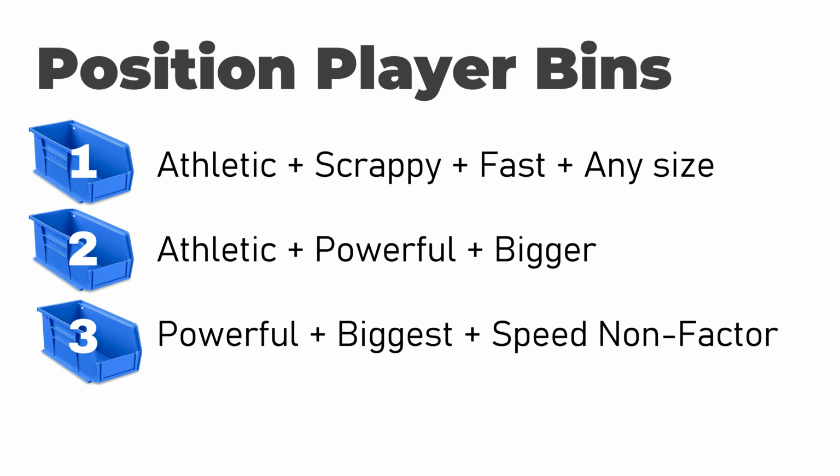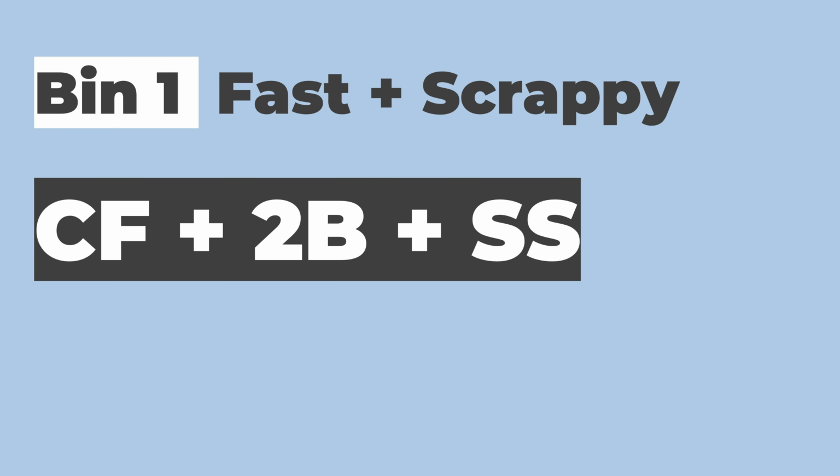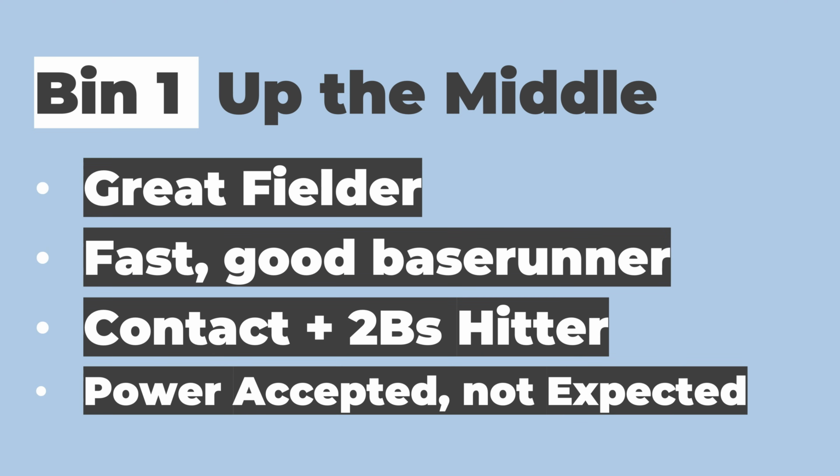And then bin 3 is the biggest, strongest players where their speed's not really important, and we'll talk about that. So bin 1, fast and scrappy players, these are typically the positions up the middle. So they're great fielders, they're fast, they're good base runners. They typically hit for contact, maybe they'll hit some doubles, occasional home runs. Power is always accepted, but it's not really a demand of the position.